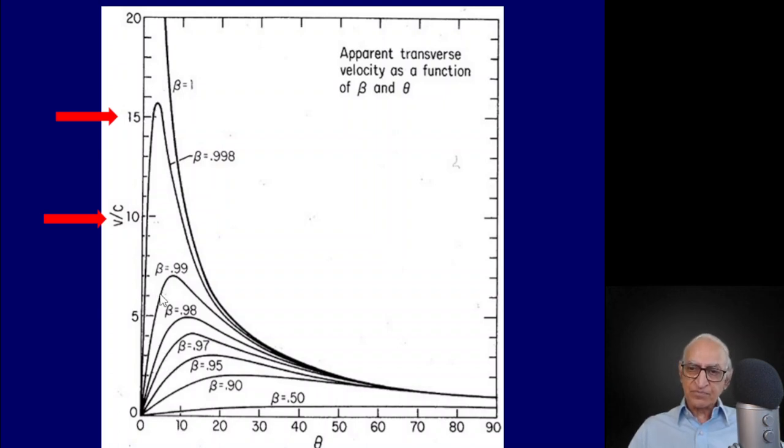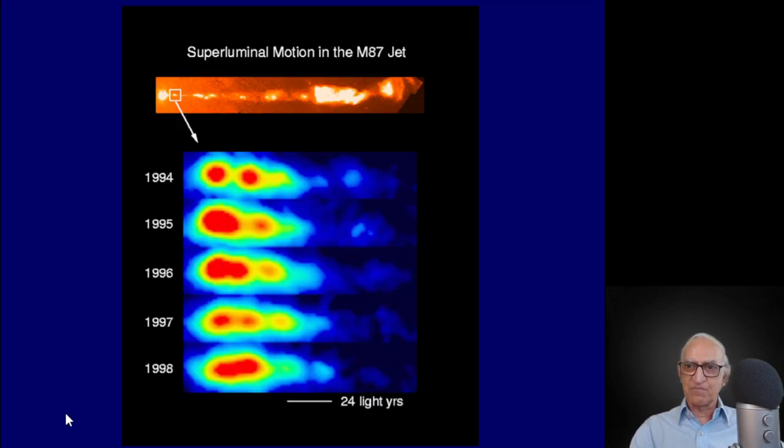For example, when beta is 0.99, or the velocity is 99% the speed of light, then v over c is 7 times the speed of light. The apparent velocity is 7 times the speed of light. Here, the apparent velocity is 10 times the speed of light. Here, the apparent velocity is 15 times the speed of light. Now you say, look, this is all mathematics. I don't believe a word of it, because nothing can travel faster than light.